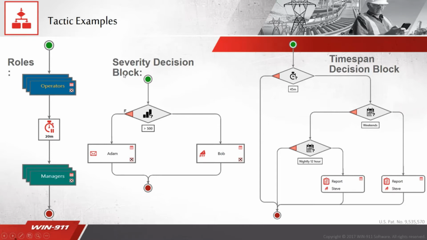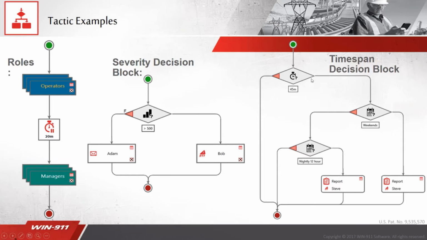You can also base this on severity decision blocks. I'll point out here the little red triangle means false logic. On the right, it's true logic. So this is saying if the alarm event itself has a severity of greater than 500, and that's true, you need to notify Bob through his mobile app there. Or if the severity is not greater than 500, the false logic here, we want to email Adam.